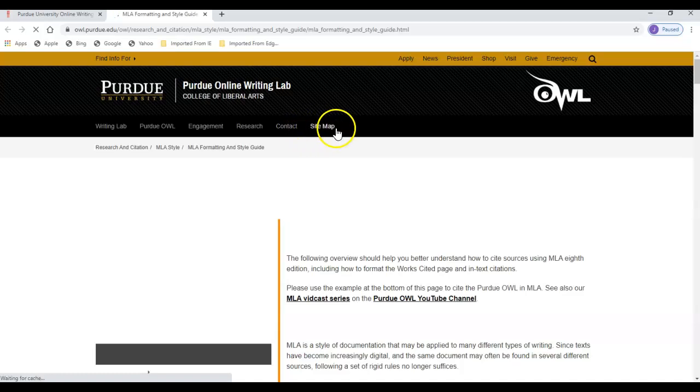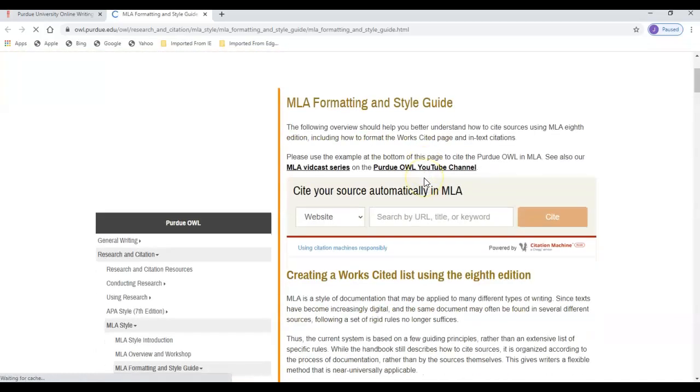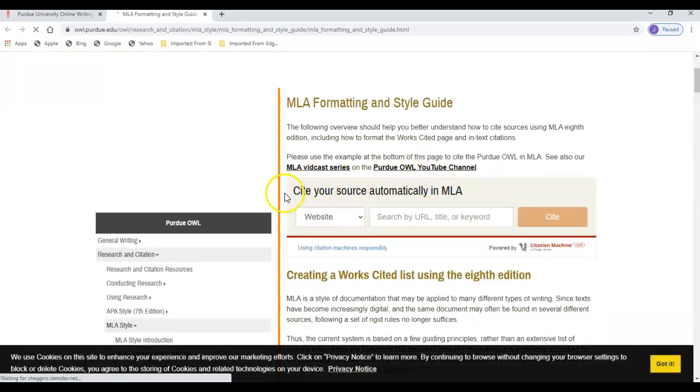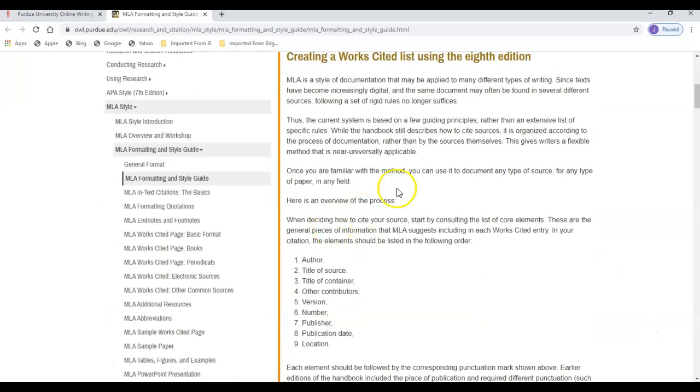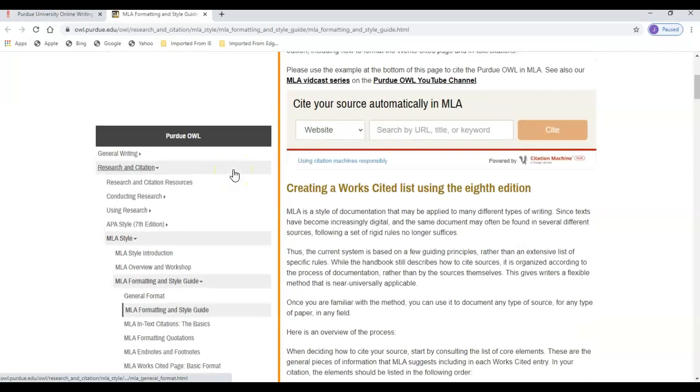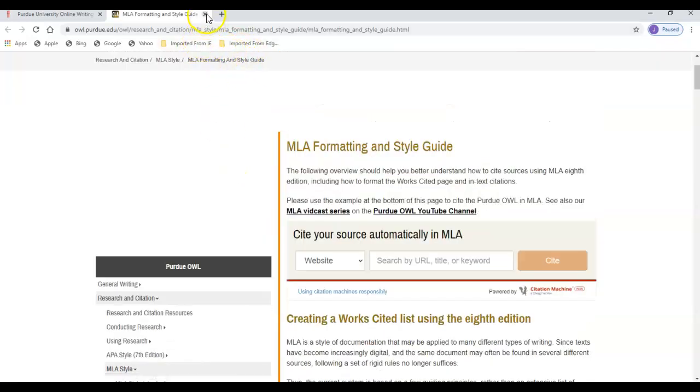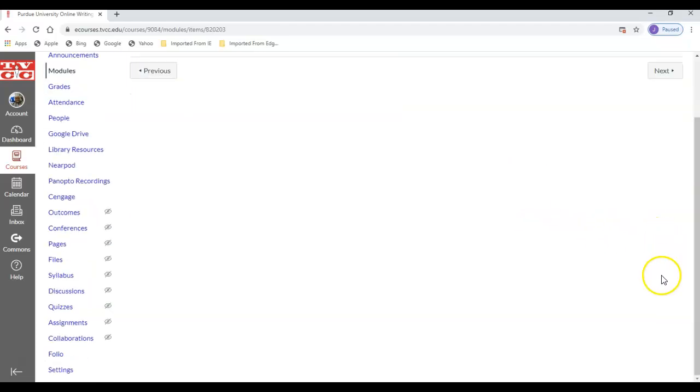I have the Purdue Lab link, so if you click on that, that will take you to the Purdue Online Writing Lab, where they talk about MLA formatting guides, in case you do not recall everything. It talks a little bit about how to do a works cited page like this. It also has the general formatting guide and how to do citations. The details that you will need for your paper are all listed there.